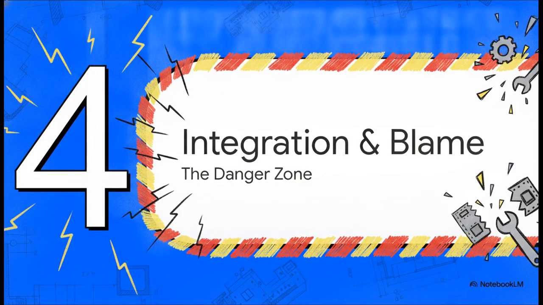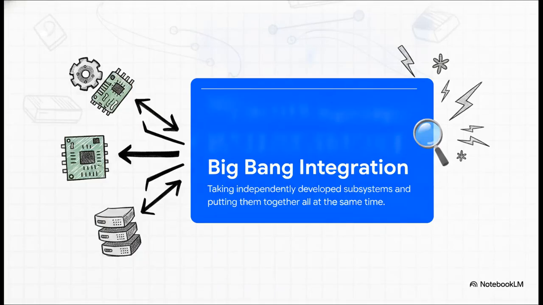Section 4. Integration and Blame Game, the Danger Zone. Welcome to the physical building phase, where theory finally meets reality, and the risks of catastrophic failure multiply rapidly. Before we explain why it's so incredibly dangerous, we must define Big Bang integration. Big Bang integration is a highly risky approach where you take all independently developed subsystems from your various contractors, bring them into one room, and just plug them all together at the exact same time.